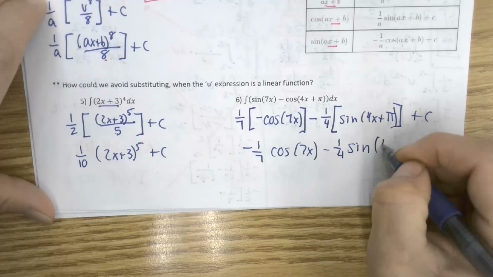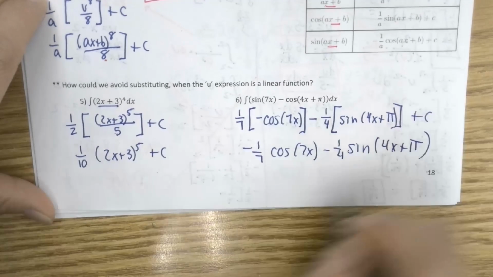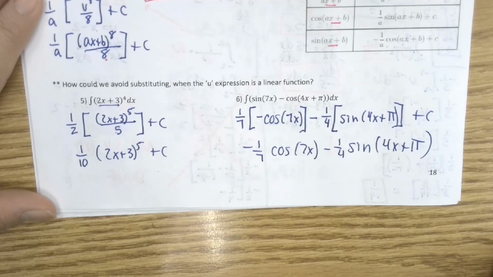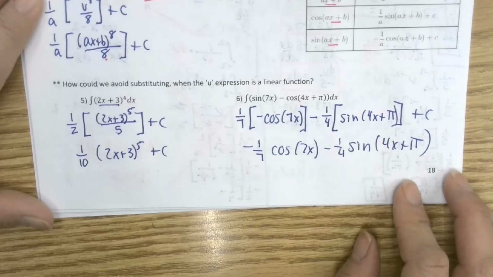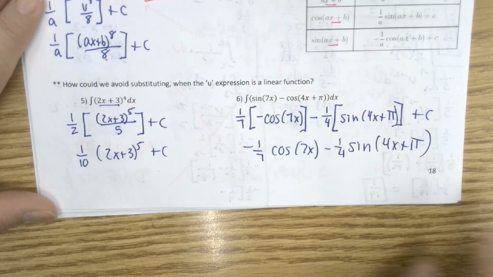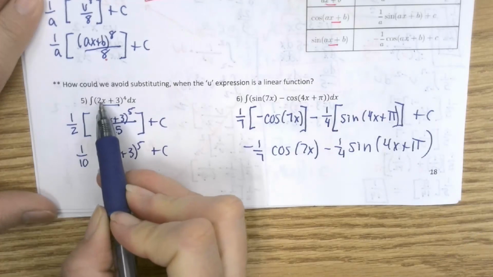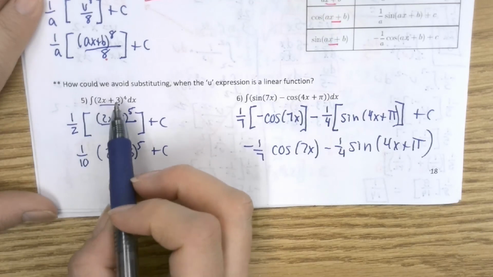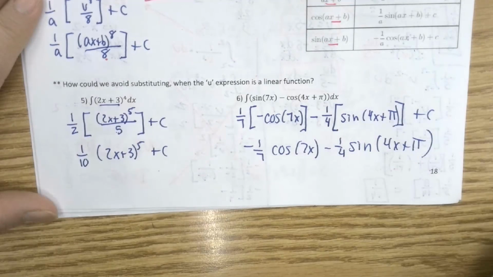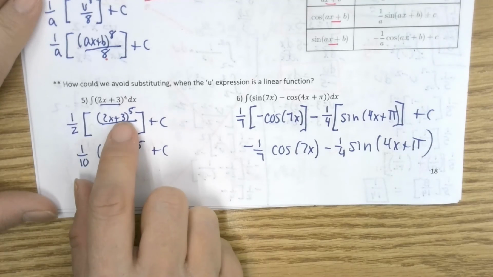So now you've seen several different variations of using that shortcut, and IB allows you to use that on your test and avoid the u substitution process. If it's anything other than linear, if this were a 2x squared, if this were an ln of x, you cannot apply that shortcut unless the inner function is linear.